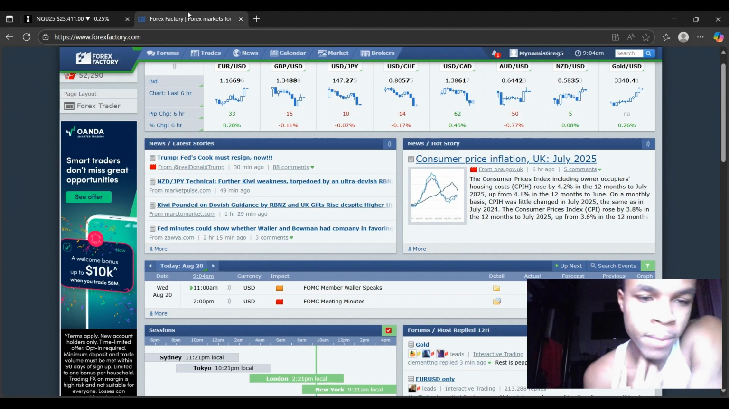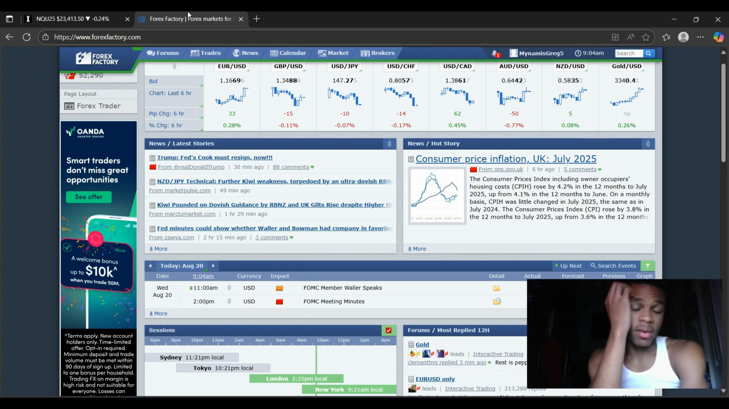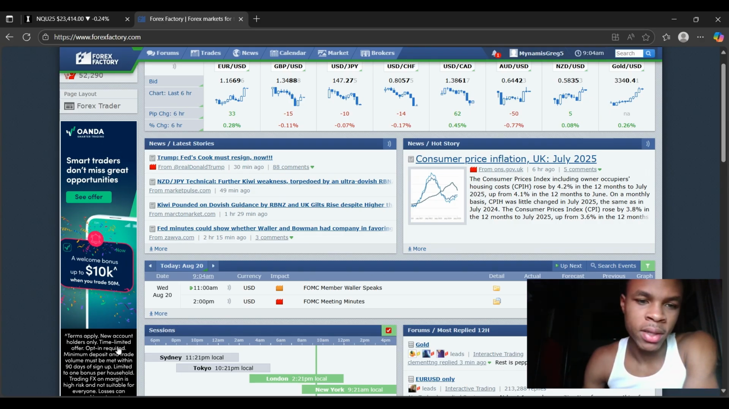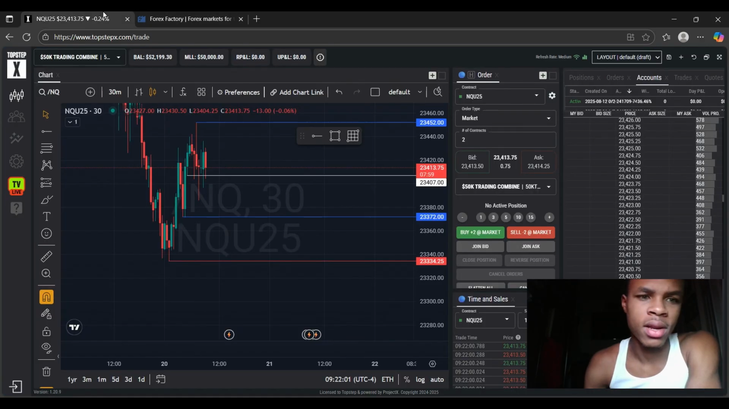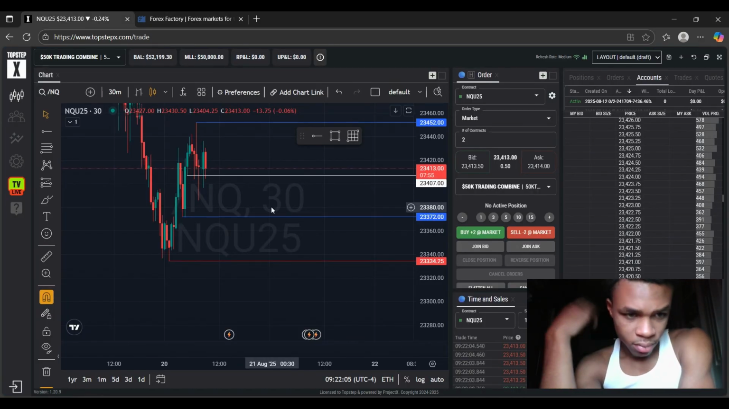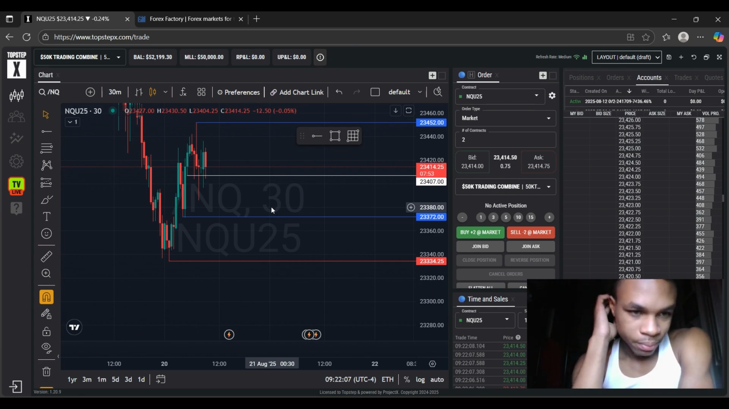There is news today, but it's a lot later. It's like at 11 a.m. It's an orange folder, and then at 2 p.m. we got a red folder. But we don't really trade around these times, so we should be okay to trade. Market should not be as heavily impacted.